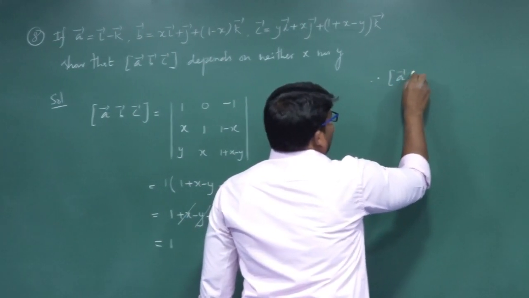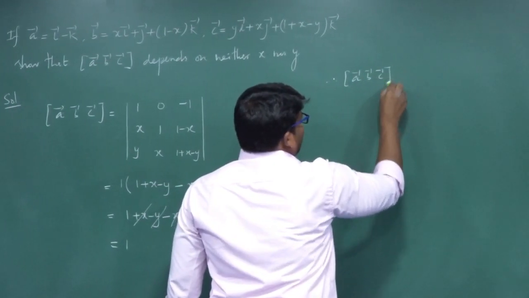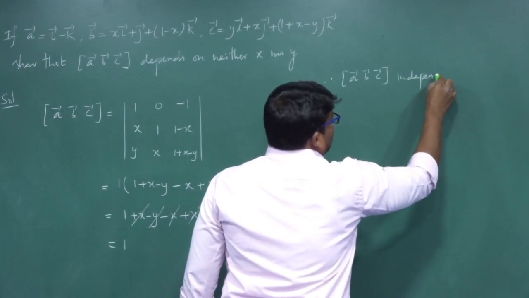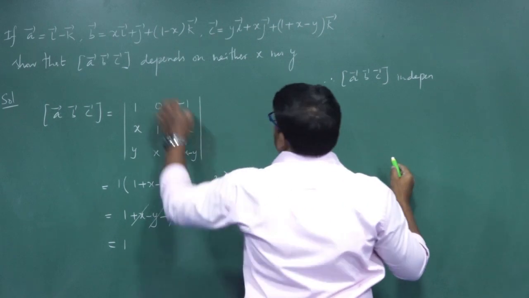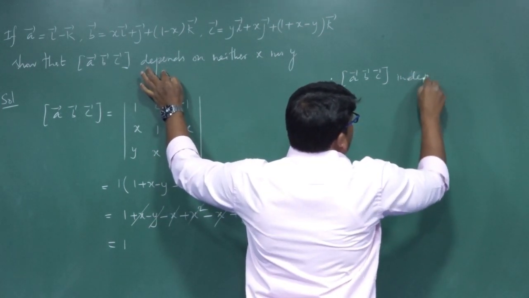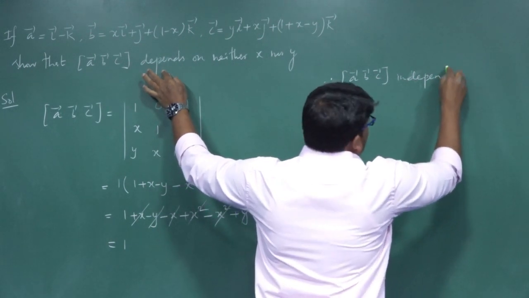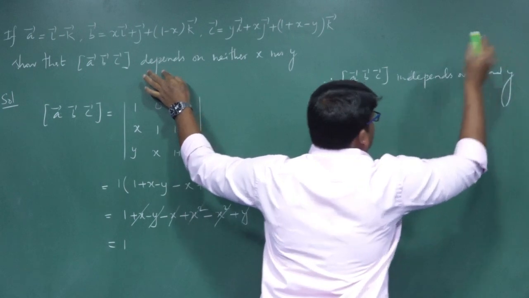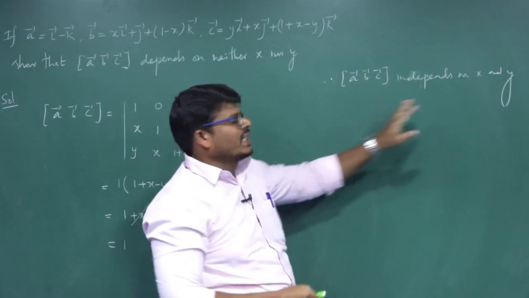Therefore, the box product of a vector, b vector, c vector is independent of x and y.